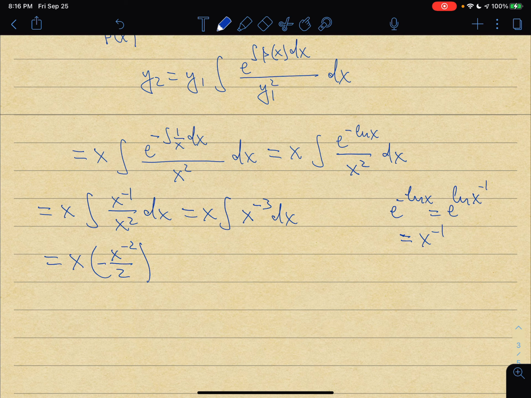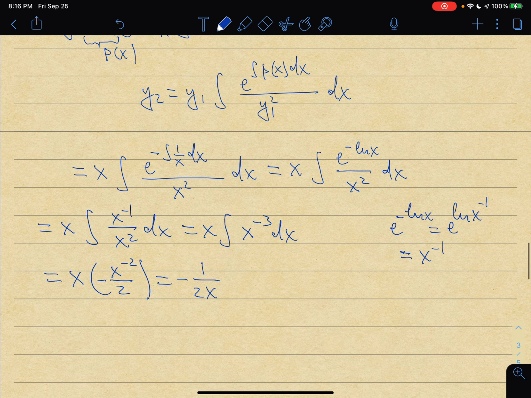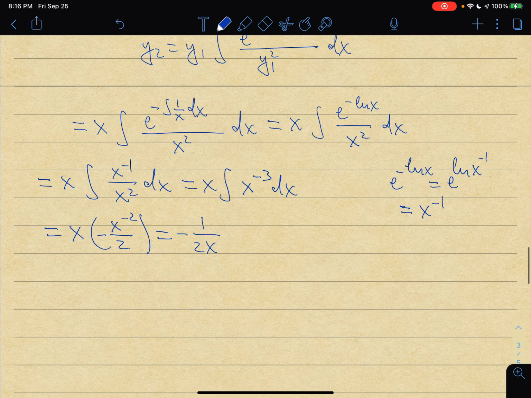Okay, so we can simplify this to get x times minus x to the minus 2, that's minus x over x squared, minus 1 over 2x. So that is my second solution.